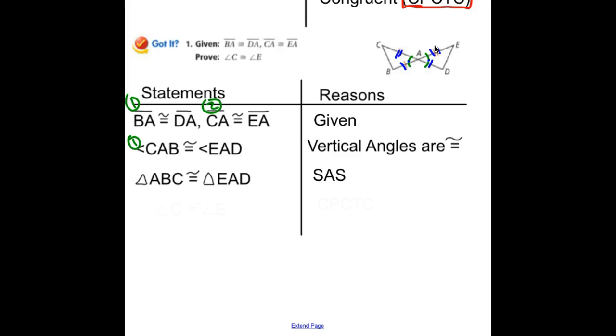Now the final goal is to prove you have congruent angles, that C and E are congruent. Well, once you get congruent triangles, their corresponding angles are congruent, because the corresponding parts of congruent triangles are congruent. CPCTC. All right, we got two more proofs to go today.